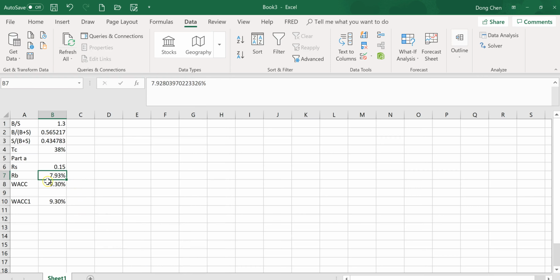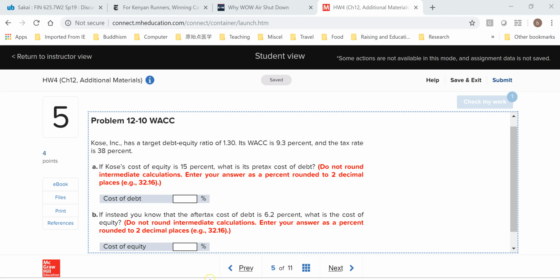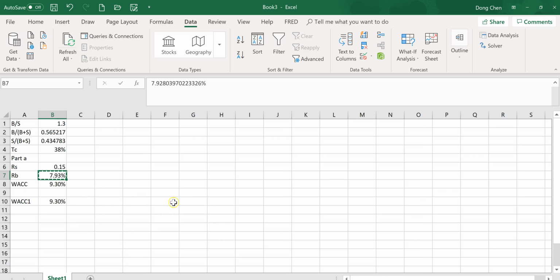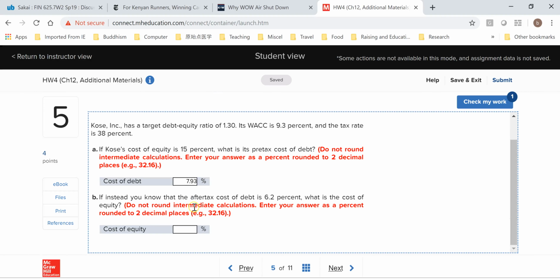So if RB turns out to be 7.93%, then this calculated WACC based on the information provided will be exactly equal to this true WACC, 9.30%. And this is how using Excel actually can help us to solve an equation with one unknown. So let me just copy this number back. And I believe you should get rid of this percentage sign because Connect already gives you the percentage sign here. So that's part A. Now let's go to part B.